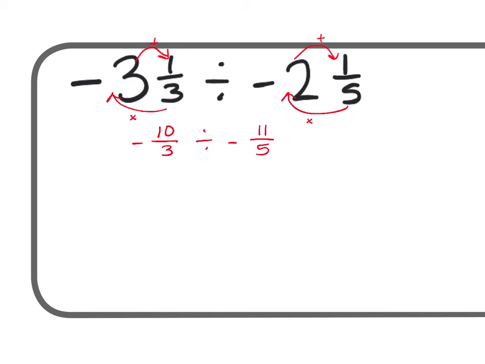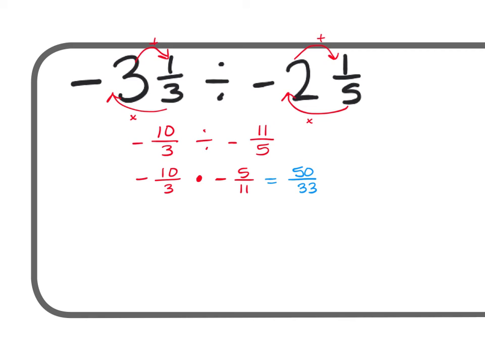Now we're dividing fractions, so remember we're just going to use same opposite switch. We're going to keep the first fraction, negative 10/3, the same. We are going to do the opposite of dividing, which is multiplying. And then we're going to switch negative 11/5 to negative 5/11. Now that we have just a multiplication problem, we're going to multiply our numerators. 10 times 5 is 50. And then multiply our denominators. 3 times 11 is 33.